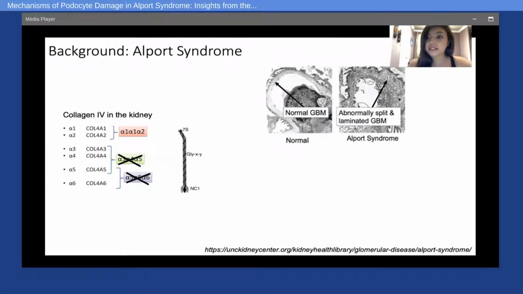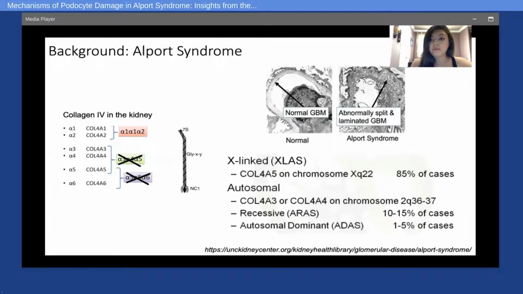As you could see in this TEM image, in the normal GBM versus the Alport GBM, there are abnormal splits and laminated GBM. Most of the patients carry the mutation for collagen 4 alpha 5, which is an X-linked mutation that accounts for 85% of the cases. There are also the autosomal forms of collagen 4 alpha 3 or collagen 4 alpha 4, which predominantly come from a recessive form or could occur from an autosomal dominant form.